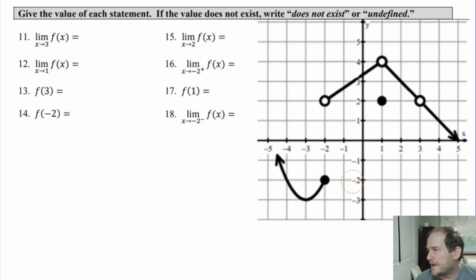All right, I hope this part's easy. This will be on the test for sure, but I hope you'll find it simple. It's asking for the limit as x approaches 3, and 3 is here, of course.